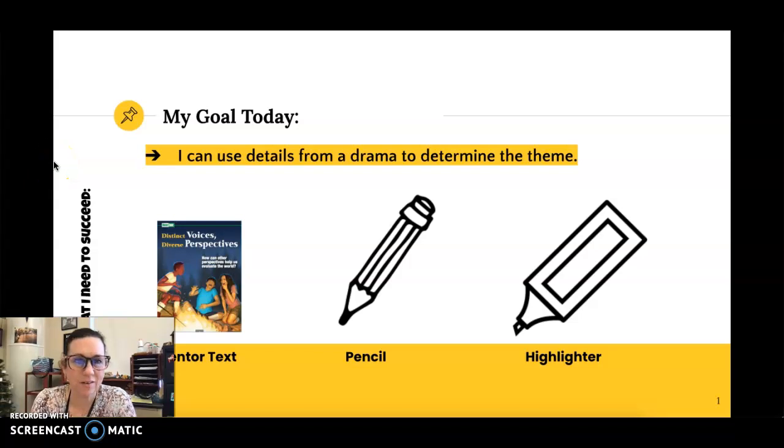Hey, boys and girls. Today is lesson number 10 in Distinct Voices, Diverse Perspectives. And our goal today is that I can use details from a drama to determine the theme. So what I want you to do is grab your mentor text, a pencil, and a highlighter, and let's get ready to rock and roll.